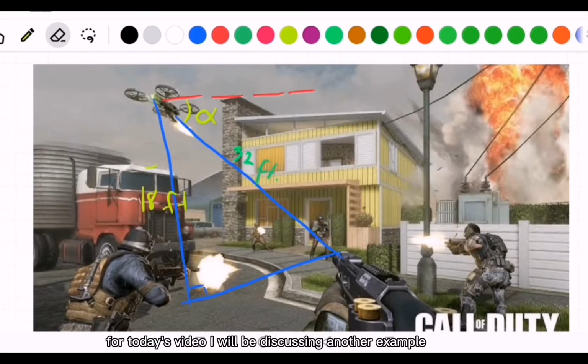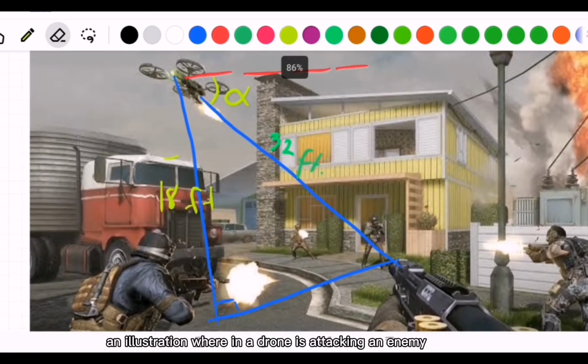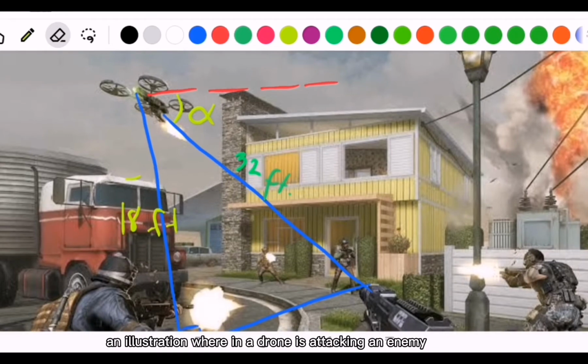Hello everyone. For today's video, I will be discussing another example of real-life problems involving trigonometric ratios. So in here, we have an illustration wherein a drone is attacking an enemy.